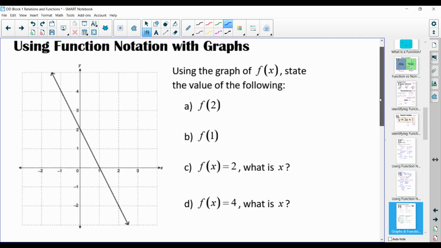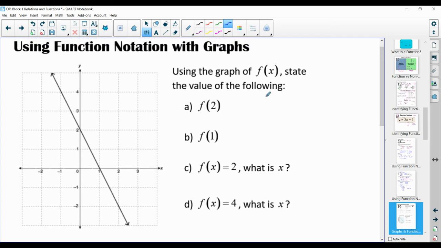The first one says f of 2. Well, 2 is our input. And so if we're looking for f of 2, we're given an input of 2, so that would be our x value, and we're looking for our output. So if we have an input of 2, our output is negative 2. So f of 2 equals negative 2. If we're given f of 1, that is right here, so f of 1 equals 0. So our input is 1, our output is 0.